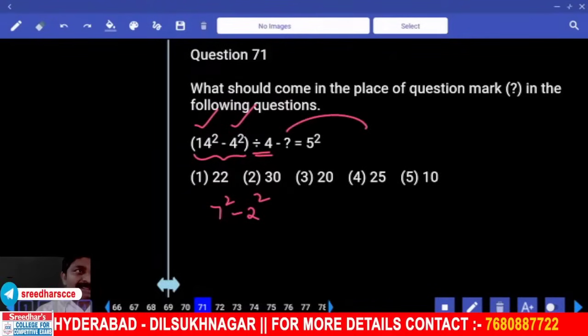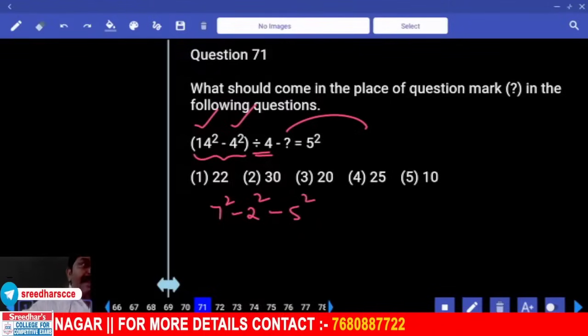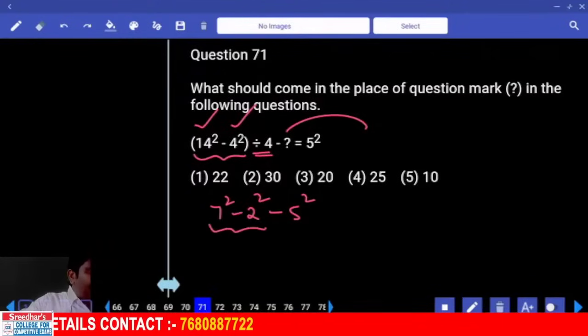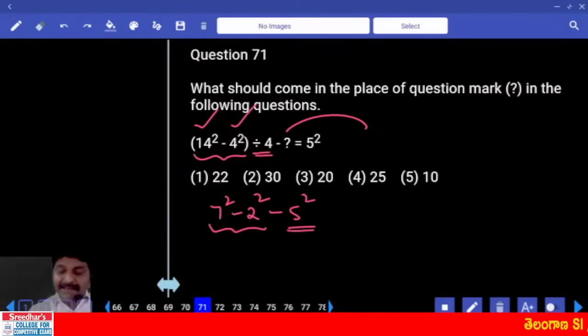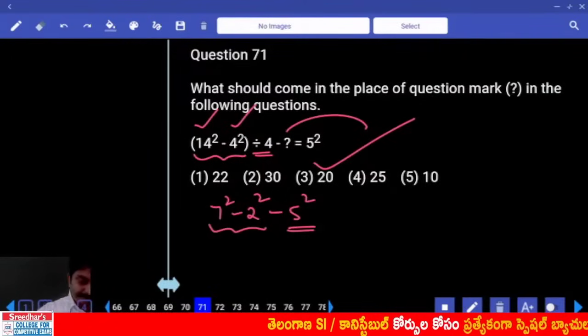Minus x goes to the other side. Right hand side number comes to left hand side. Minus 5 square. Got it? A plus b into a minus b. A square minus b square. A plus b. A minus b. 9 into 5. 45 minus 5 square is 25. 45 minus 25? 20. Clear?